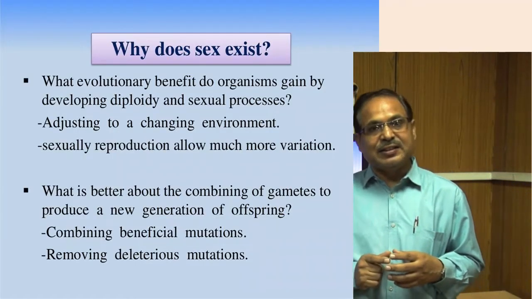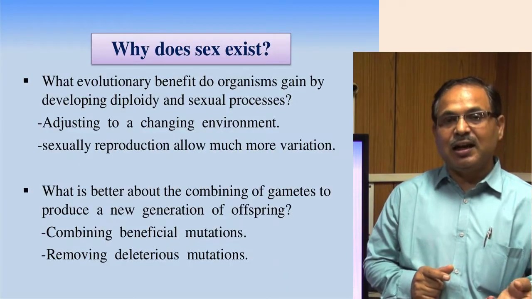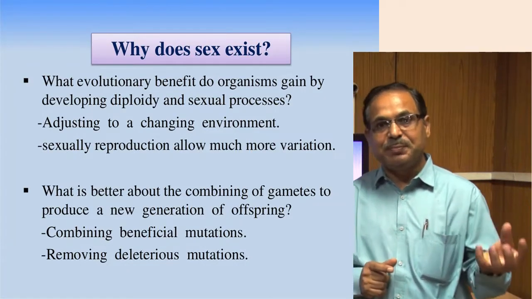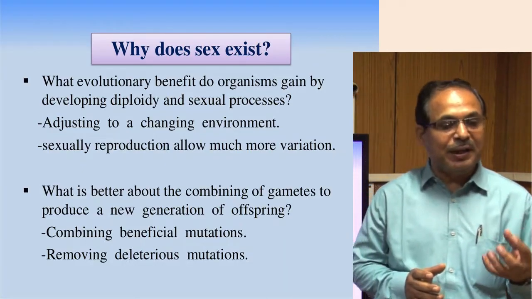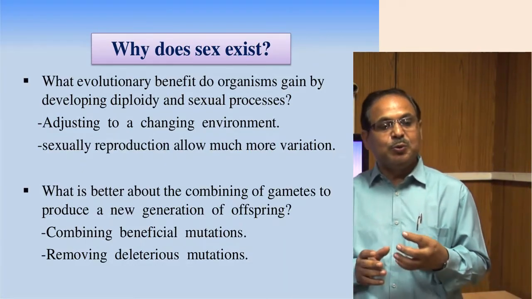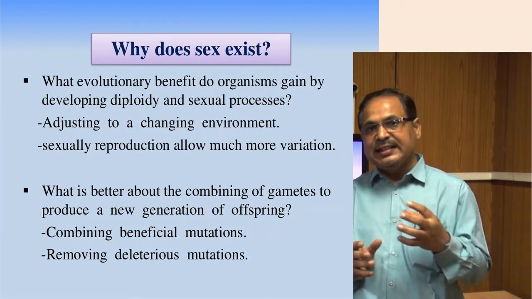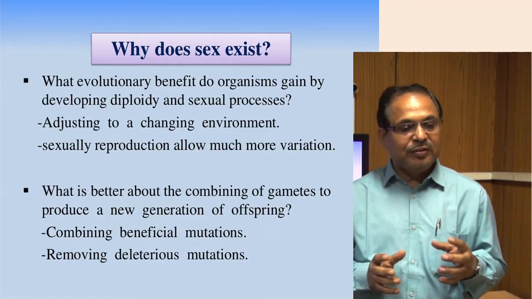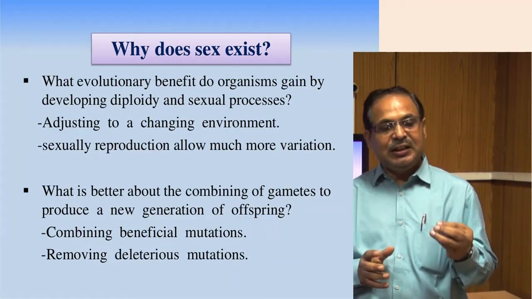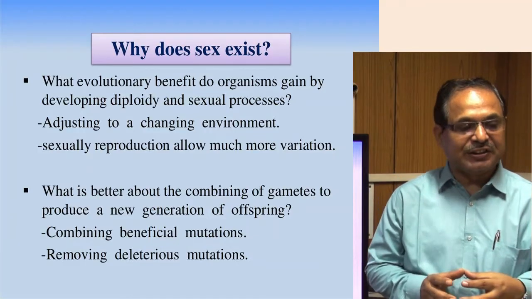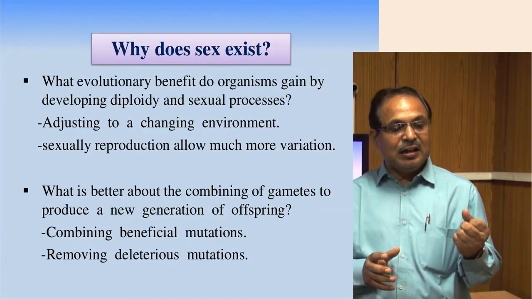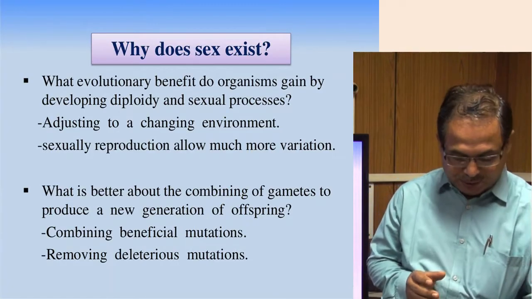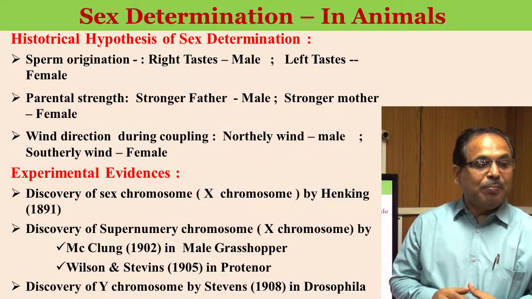So why does sex exist? Why is it needed? As I told earlier, it is required for creating variation to participate in sexual reproduction. For what purpose? This may be for the evolutionary benefit to the organism, by adjusting themselves to changing environments. Second, in case of sexual reproduction, sex is the only way to create variations. Another is combining beneficial mutations and removing deleterious mutations, which is also very important for crop improvement.